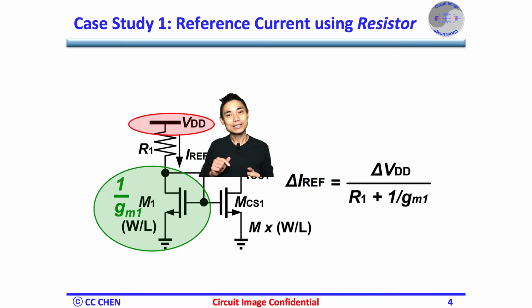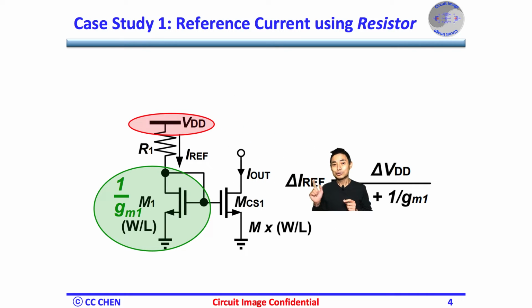Correct. As you can see, the supply voltage will vary the overdrive voltage of the M1 and the voltage across the resistor. Therefore, the supply noise will modulate the current and generate noise in the reference current. Think about your own supply noise image now.